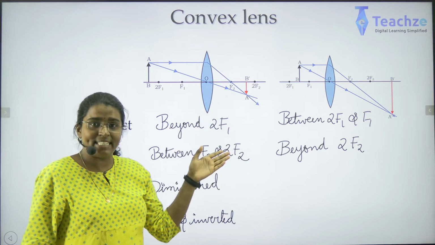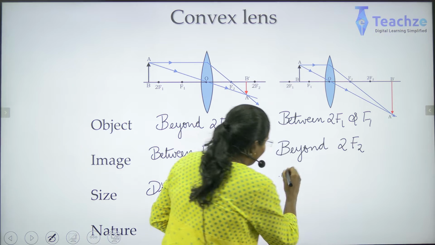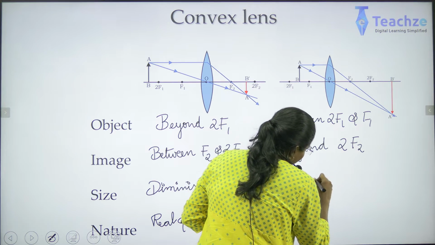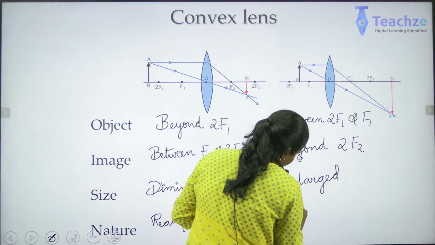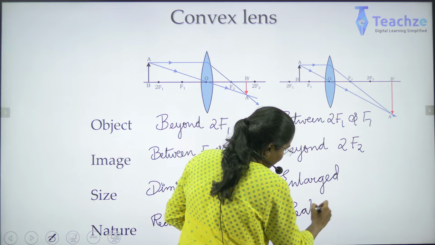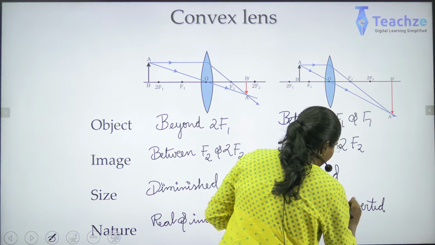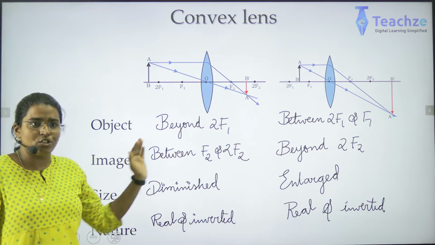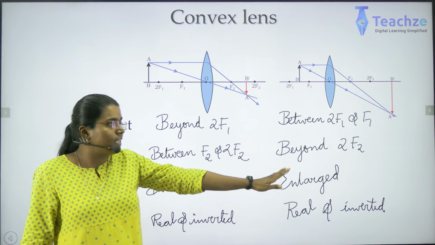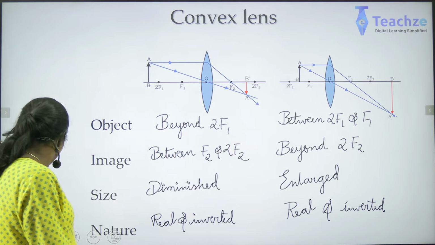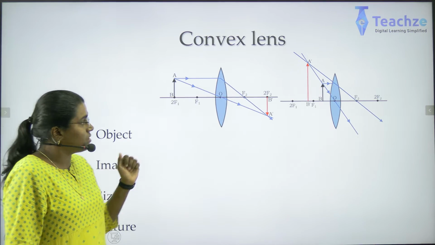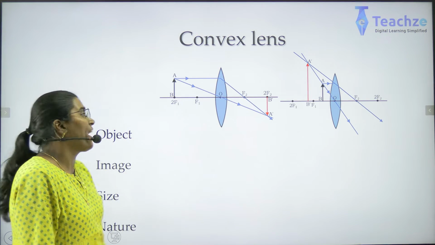And the size, it's enlarged. Good. Enlarged, and again it will be real and inverted. This is the opposite of case 3 and case 4. Okay, the next 2 cases are very unique again.